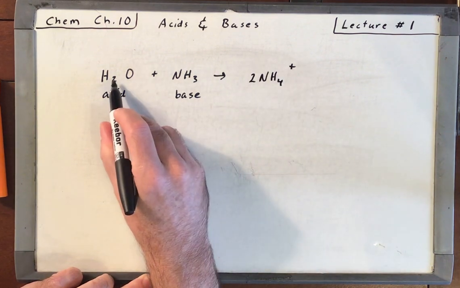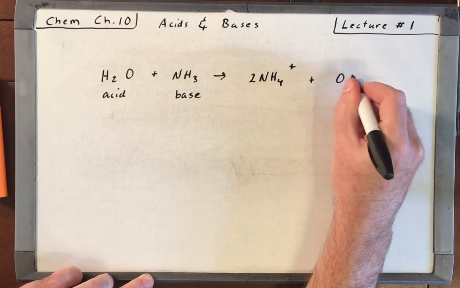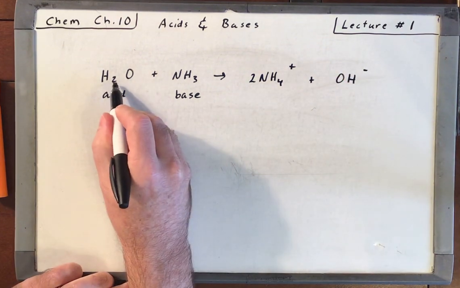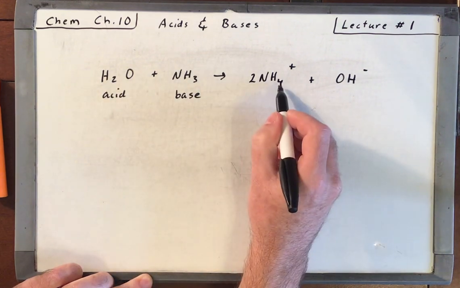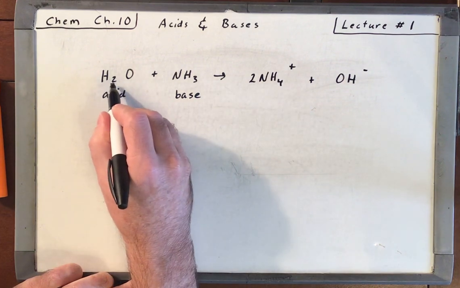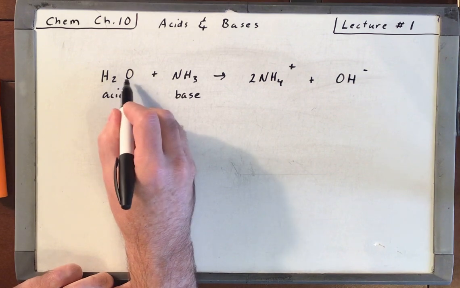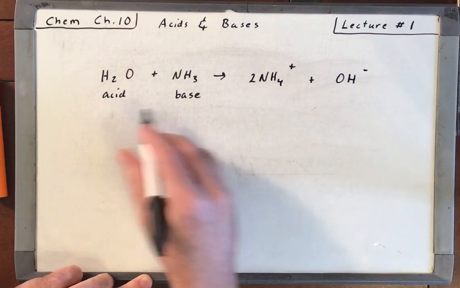And then what's left is that we have a hydroxide ion. So this water gave up one of its hydrogens to NH3 to make it NH4. Then what's left, if water gives up a hydrogen, would just be OH. So that's right there, and that's how it works.